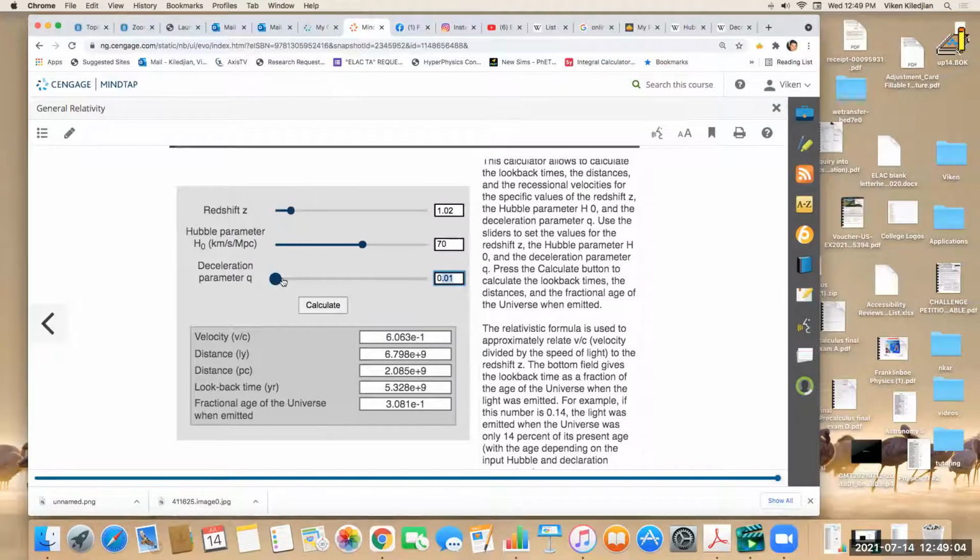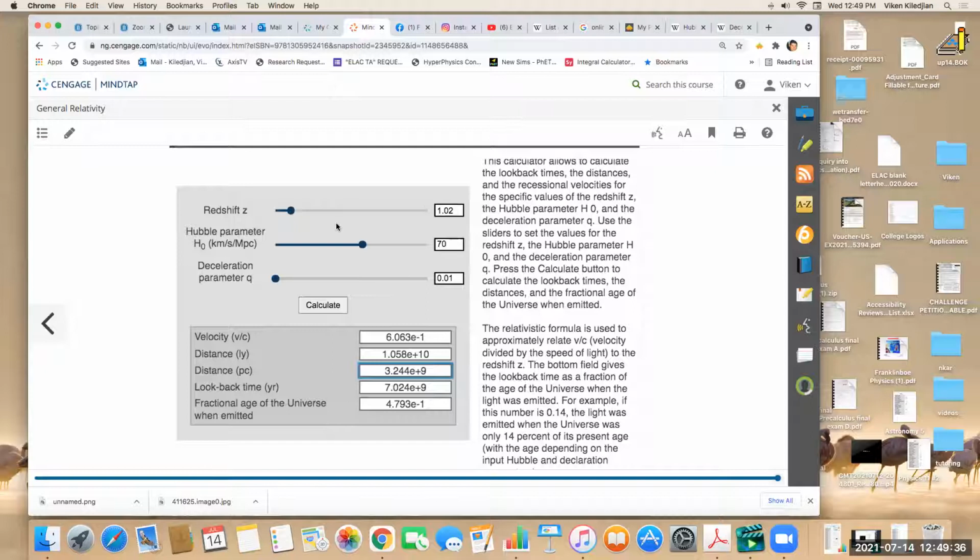If the deceleration parameter is a half, that means the universe is slowing down at a certain factor. And the greater the deceleration parameter, the more the universe is slowing down. So I would say let's try deceleration parameter 0, Hubble constant 70, redshift 1.02, and then say calculate. The distance to that is going to be 3.244 times 10 to the 9th parsecs.